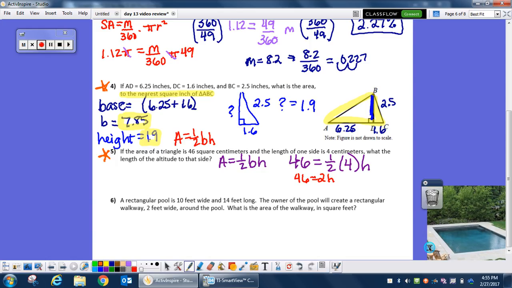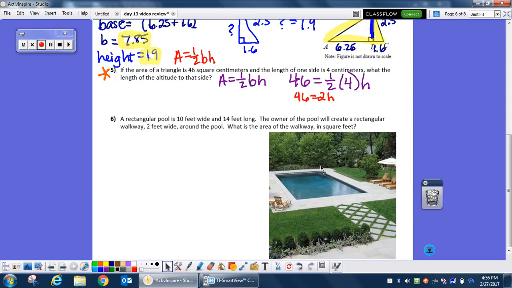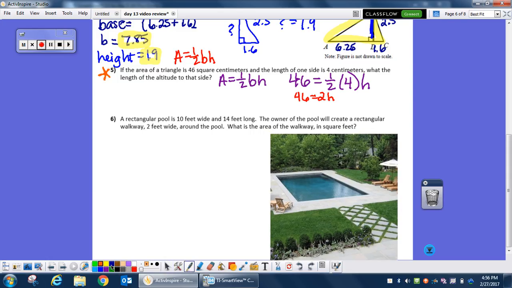Okay, alright, and number 6 is your rectangular walkway. Okay, so here's our pool. You can see that the walkway is going around all sides. So the pool just has a width of, let's say, 10 up here and 14 right here. But then we're adding 2 feet to the left, 2 feet to the right, so that means it's a total of 4 feet being added. And then you're adding 2 feet to the bottom and 2 feet to the top, so that's another 4 feet being added.